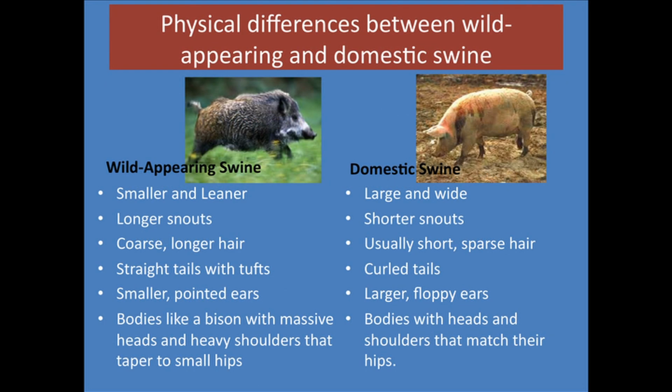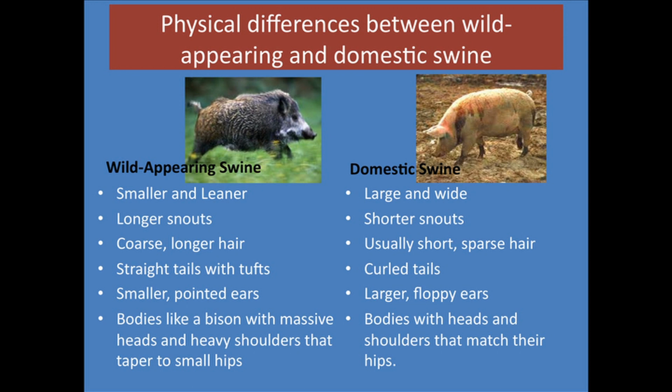Physical differences between wild-appearing and domestic swine. Wild-appearing swine are smaller and leaner. They have longer snouts. They have coarse, longer hair. They have straight tails with tufts. They have smaller, pointed ears. They have a body like a bison with massive head and heavy shoulders that taper to small hips.